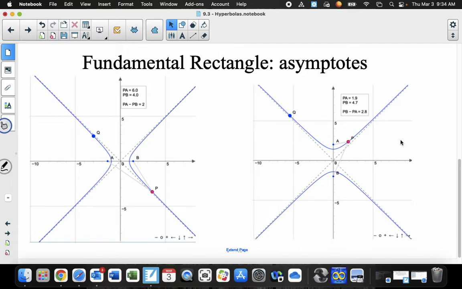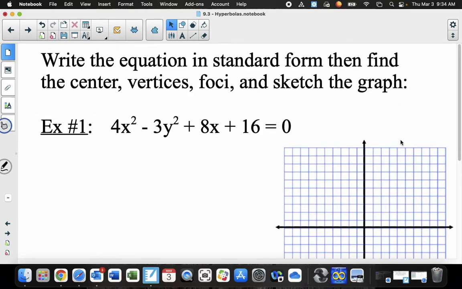So, with that being said, let's try one. Really, the only difference is the graphing. The process is exactly the same in order to get it into the form. The graphing is the only part that's different.